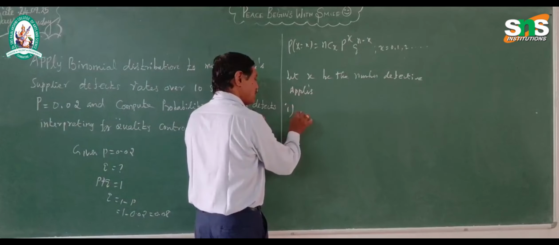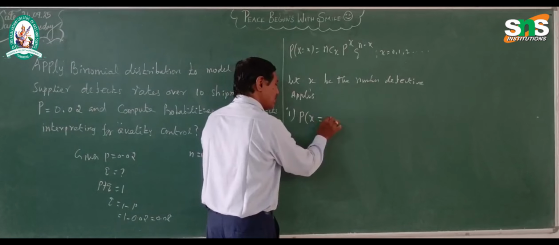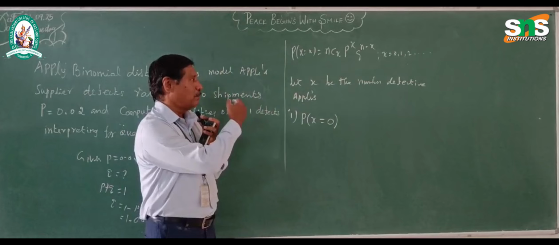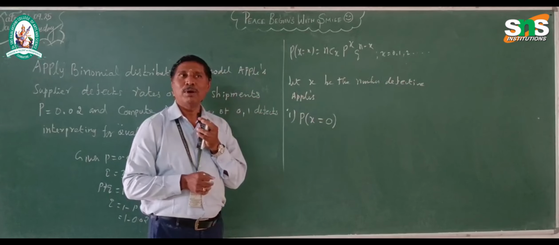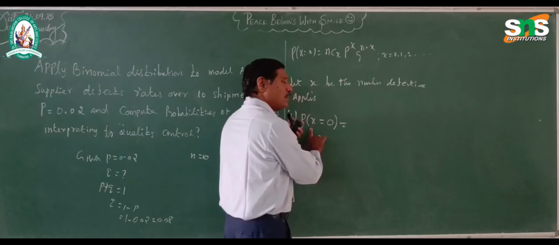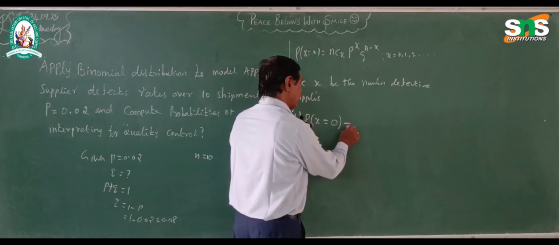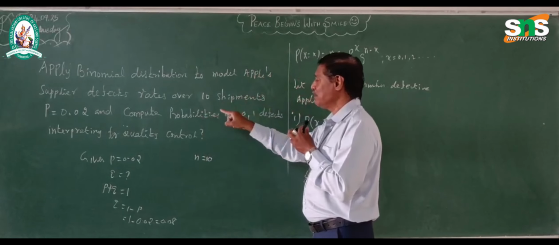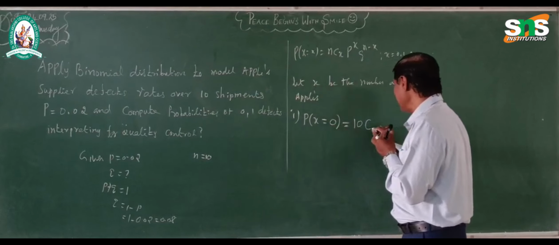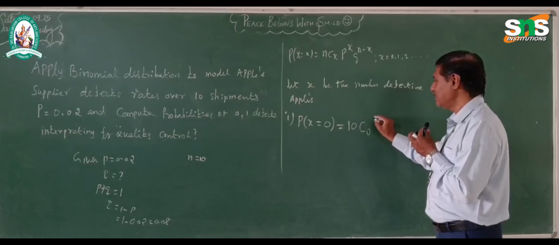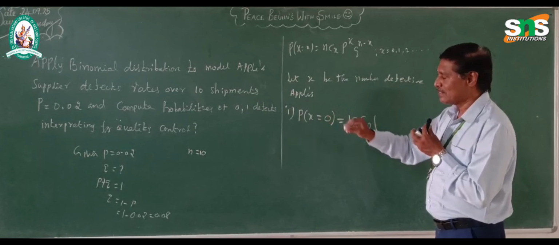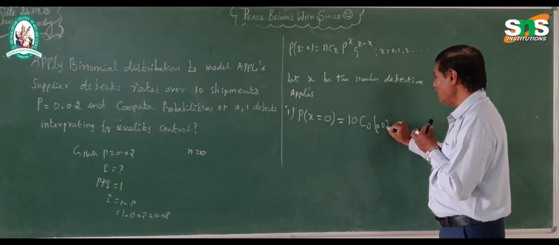Therefore, the answer for the first question is the probability for x equal to 0 apples defective. Why? By our definition, x is the number of defective apples. Therefore, P of x equal to 0 is nCx, where n is 10 segments, so n is 10. 10C0, x is 0. And P, what is P? It is already given as 0.02.